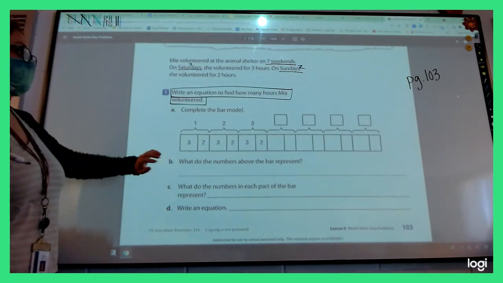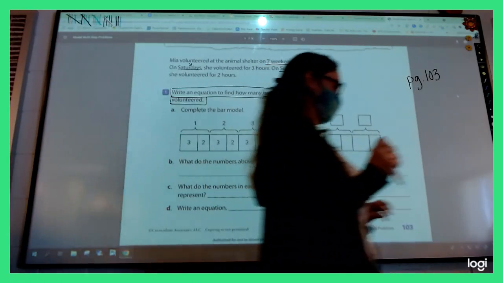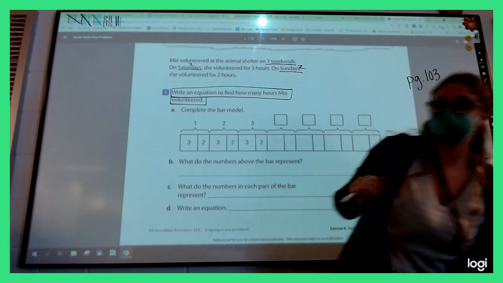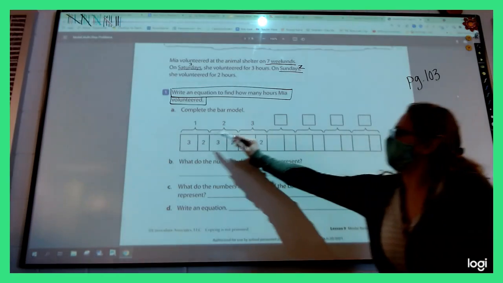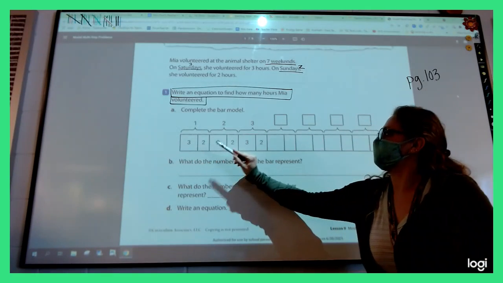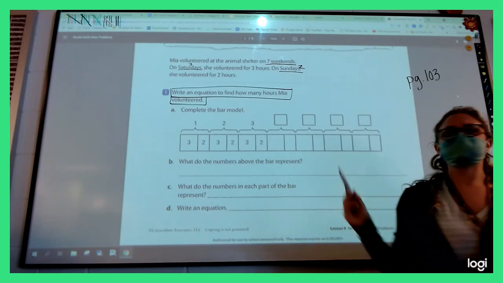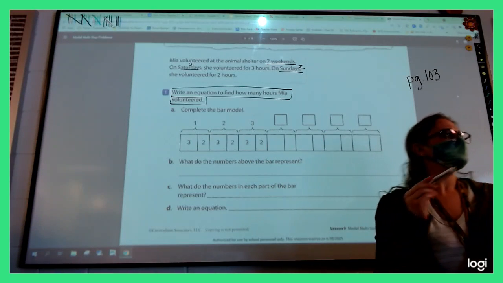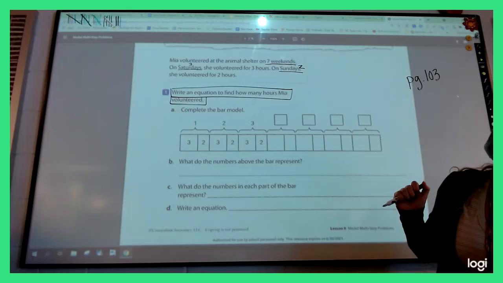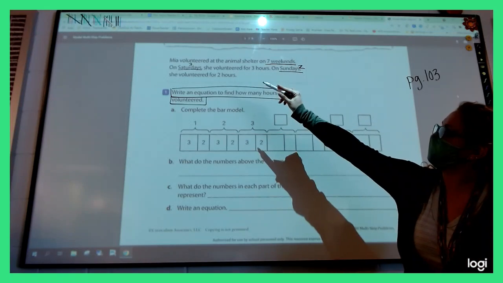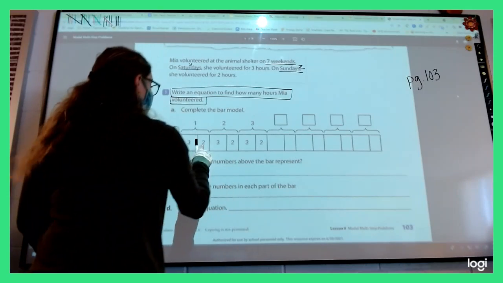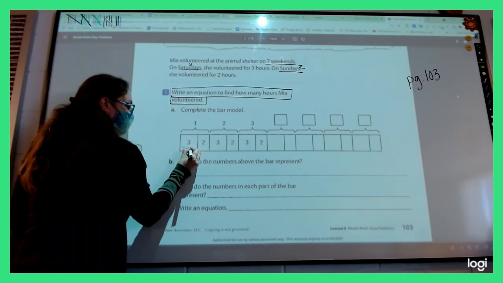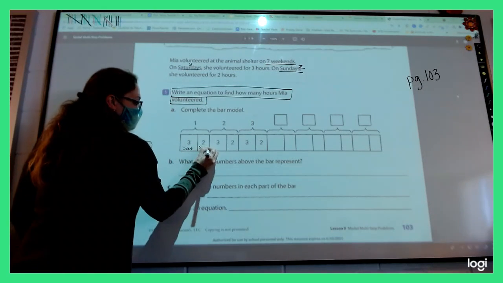Okay, so first we need to complete the model. And when I look at a model, usually it confuses me. I have to make some sense of it. So first of all, they're grouping everything into groups of 3s and 2s. 3s and 2s. What do those represent? Emma? The hours. Yeah, the hours. We know that on Saturday she did 3 hours. Sunday she did 2 hours. So in just one box, let's put Sat and Sun, so you remember what those mean.